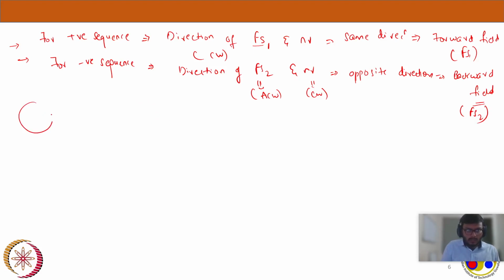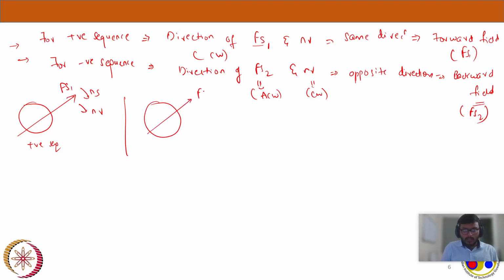So let's say this is my Fs1 forward field, and this is my synchronous speed Ns, and this is my Nr. So both are in the same direction. Now, this is the positive sequence, and I'm drawing it for the negative sequence. So this is Fs2, but here my direction will be Ns, while my Nr, the external force, is in this direction. So this is for the negative sequence. That's what I'm trying to write in words at the top, and that's what these figures also imply.